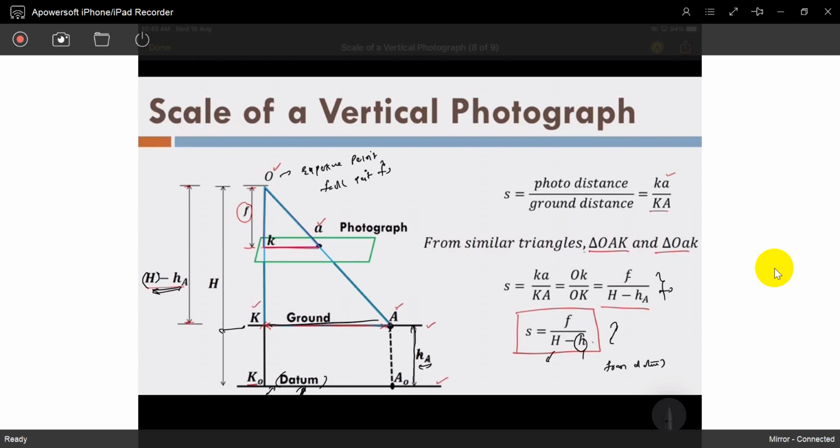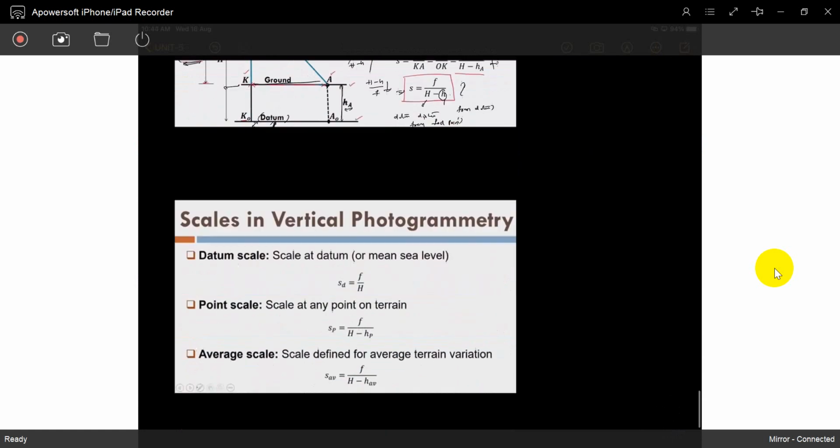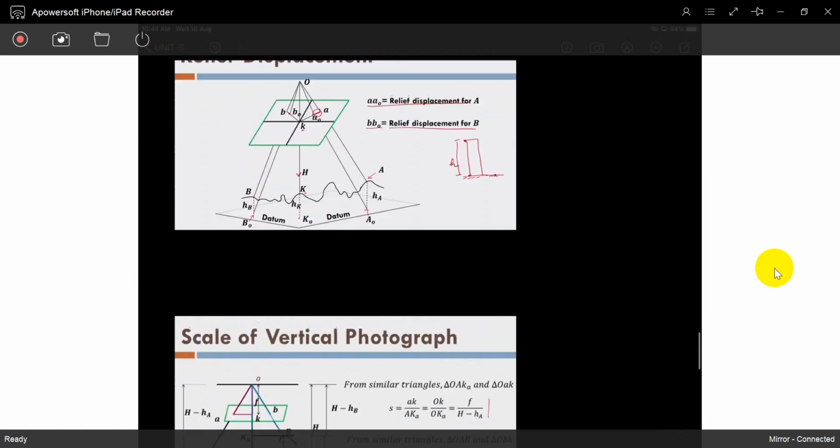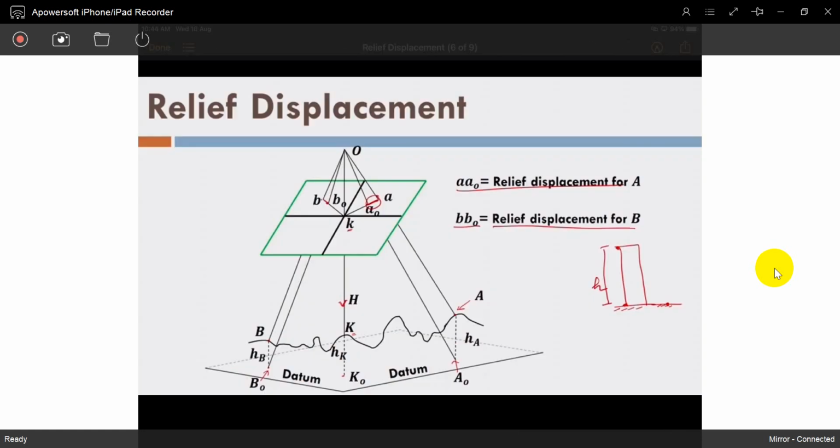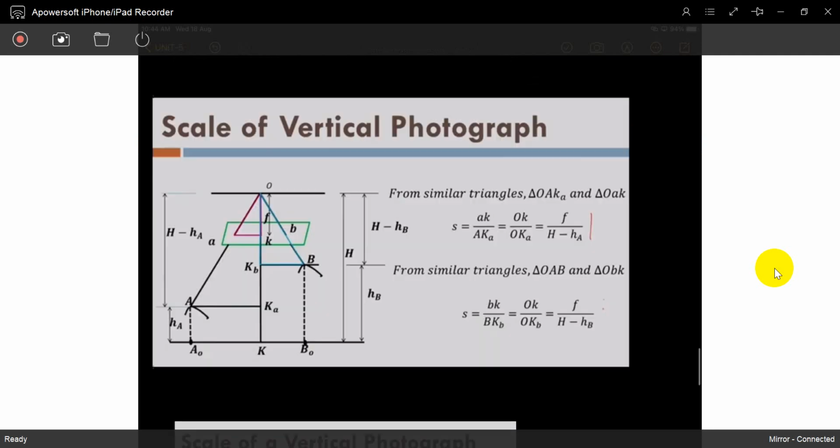This is the datum distance from the exposure point or focal point. So this is the scale. You can take it as F by H minus h, or H minus h by F. If you want to increase or decrease, you want to calculate the object distance in the photo or on the ground, that's it. Okay, that's one thing. If you know this, now you can observe it.